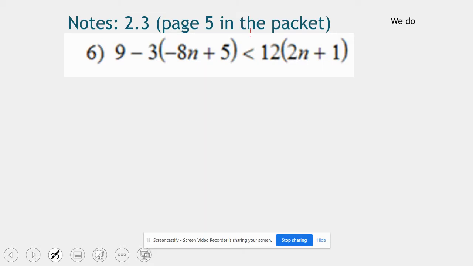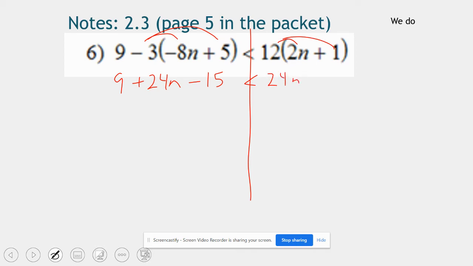Last one has stuff to do on both sides here. So first I'm going to distribute on the left, making sure I get that negative to both terms, and distribute on the right. I still don't have everything combined that's like terms. I could combine these two together. So that is 24n plus negative 6 or minus 6. 24n plus 12. Move my variables to the left.